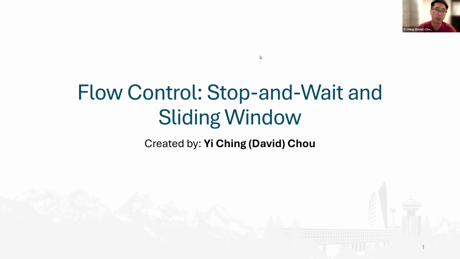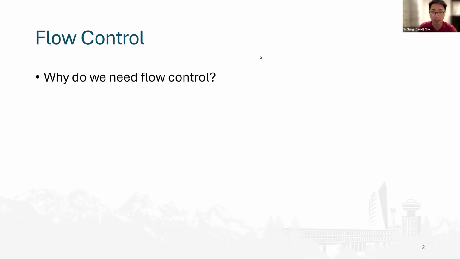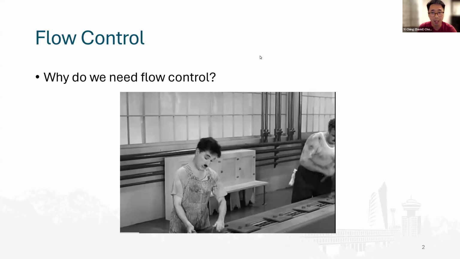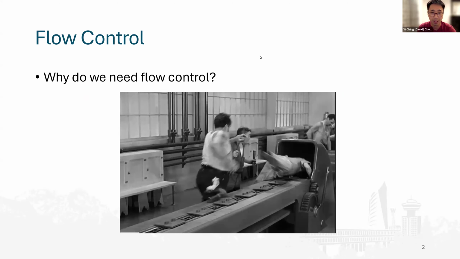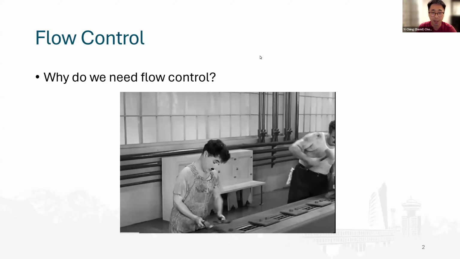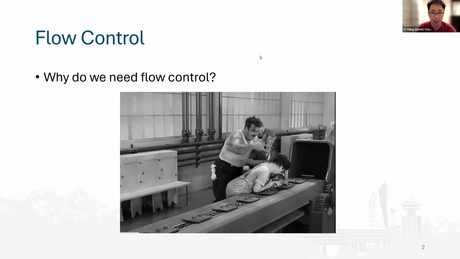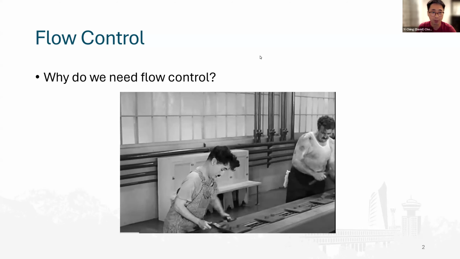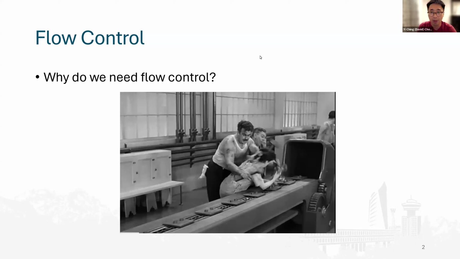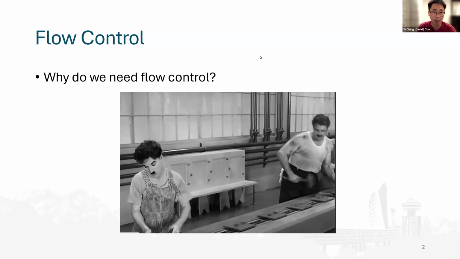So first of all, before we talk about any concept, there's one very important question: why do we need flow control? Let me show you one example. We can see from this factory, the belt is moving very fast. And because it's moving too fast, the workers cannot keep up the pace. So what we need to do is slow down the belt. So now we know the solution: we need to slow down.